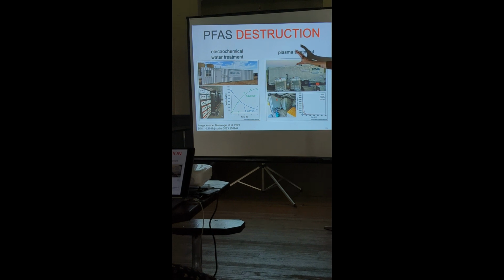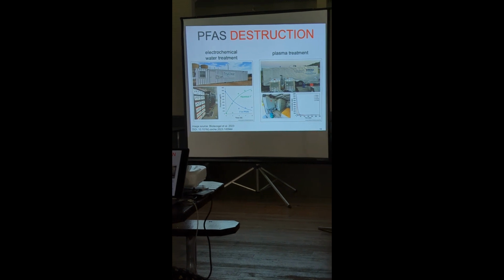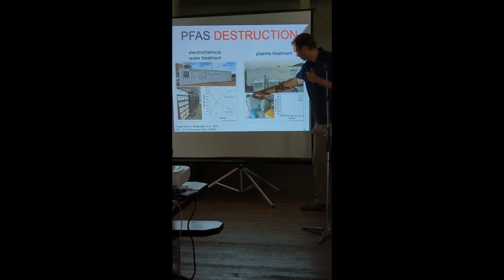So I'm showing here 2 in particular. The one on the left is electrochemical water treatment. The one on the right is called plasma treatment. Both of these technologies can take water with PFAS in, and what comes out is water without PFAS. The data here is supposed to be proving that in a very quick summary. And this is what the infrastructure looks like.